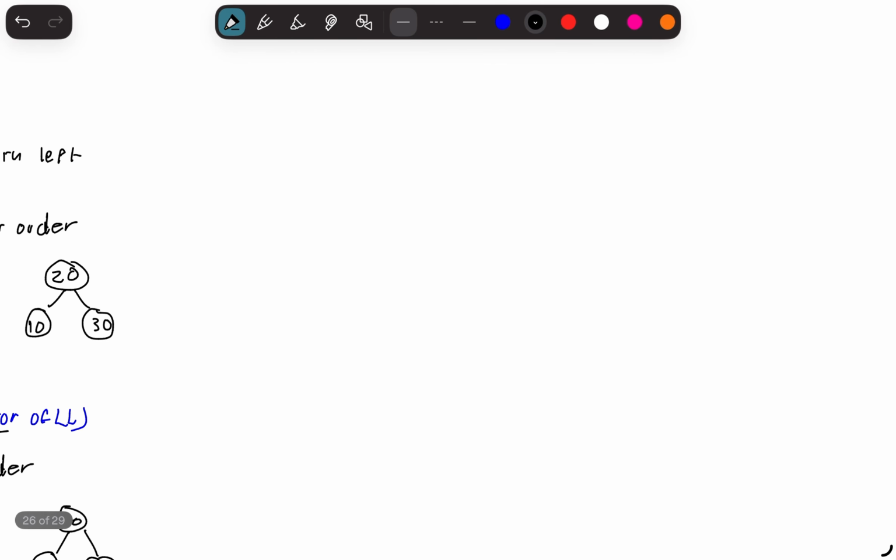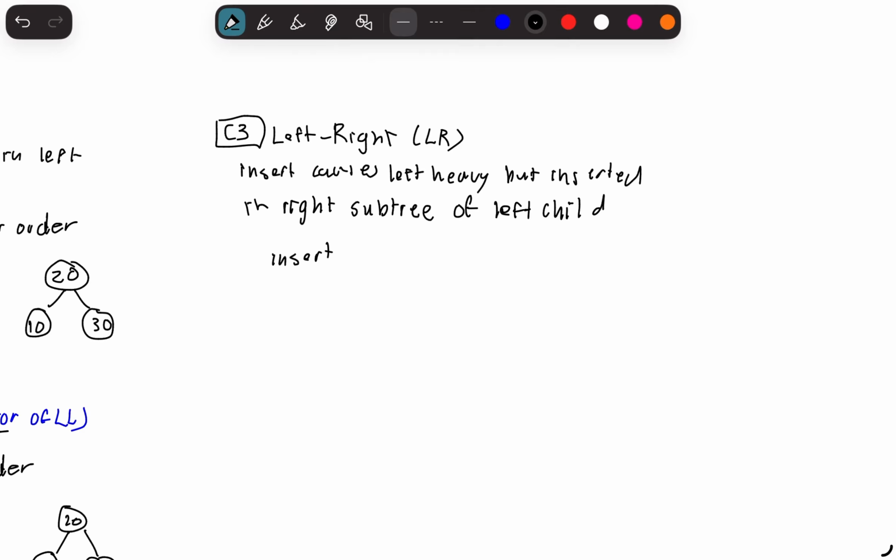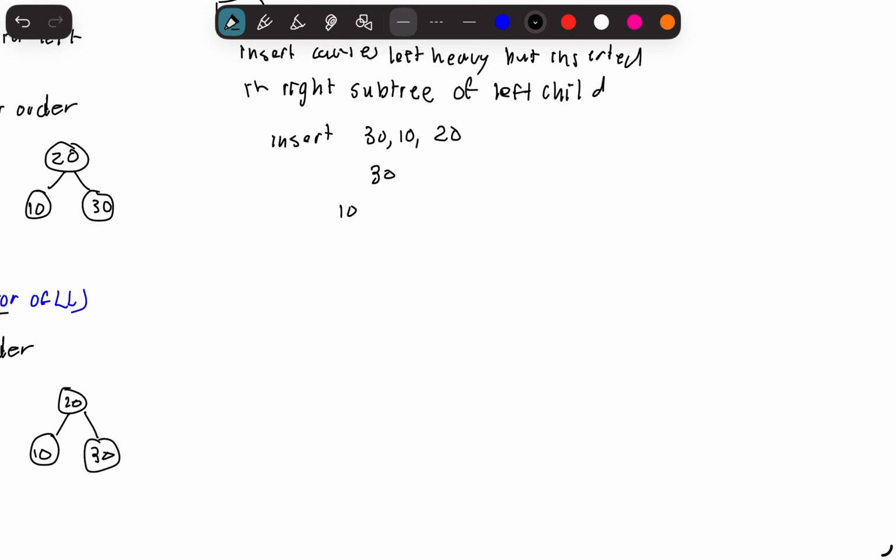Now let's talk about a third case where you have left, right, LR. In this case, the insert causes a left heavy node, but the new node is inserted in the right subtree of your left child. So let's say we want to insert 30, 10, 20. So it looks like this, 30, 10, 20.